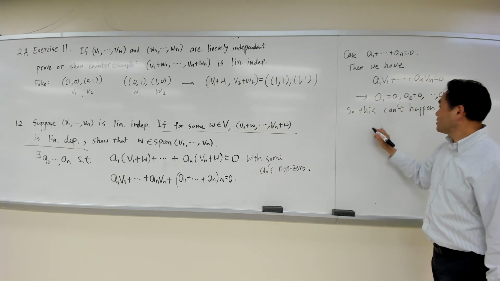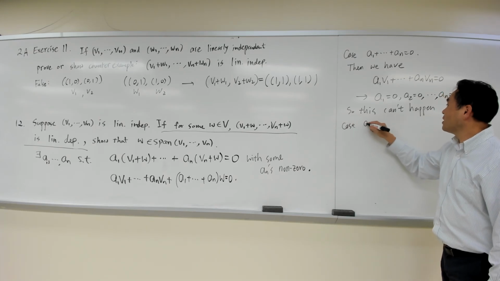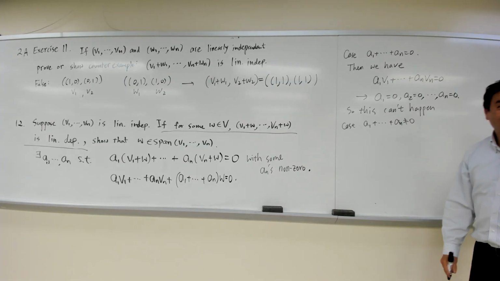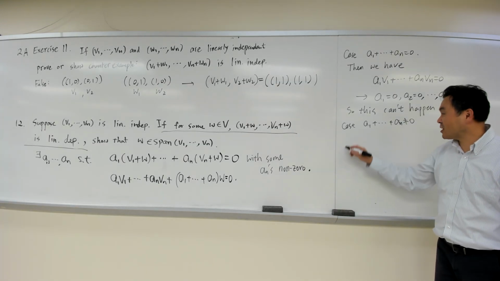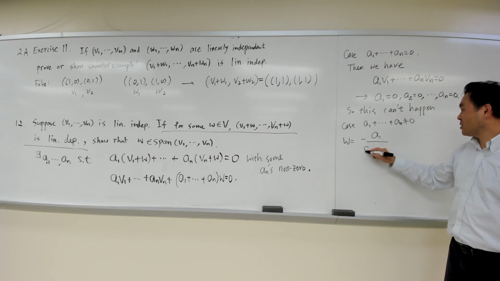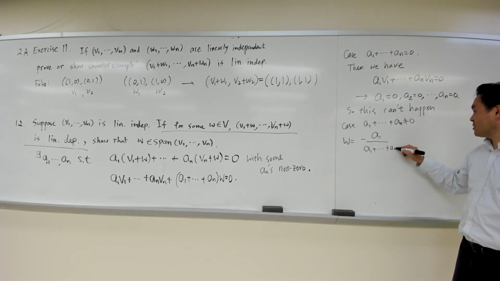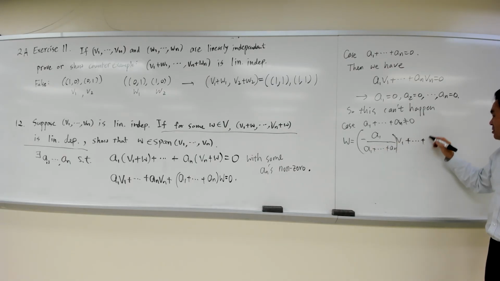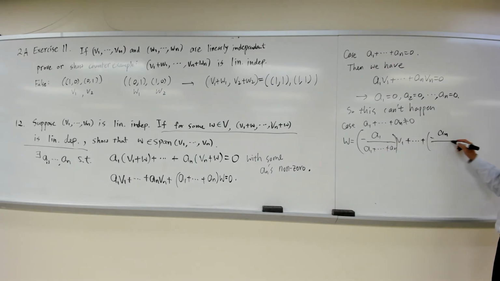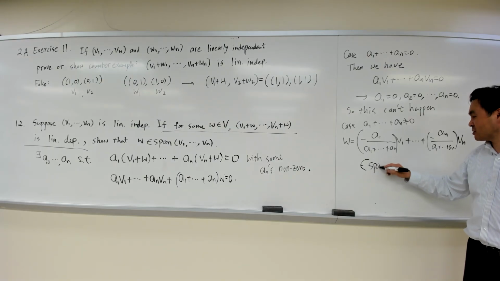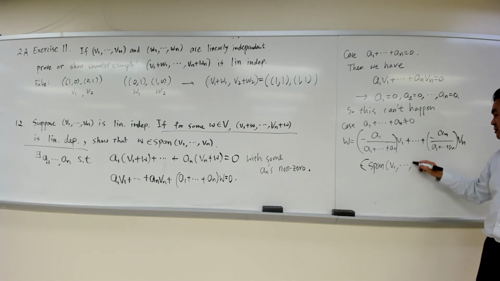Okay. So the case where A1 plus through AN is non-zero. If it's non-zero, we can happily rewrite that as W equals negative A1 over (A1 plus and so on plus AN) times V1, plus all the way up to the last one, negative AN over (A1 plus and so on plus AN) times Vn, which obviously is in the span of V1 through Vn.